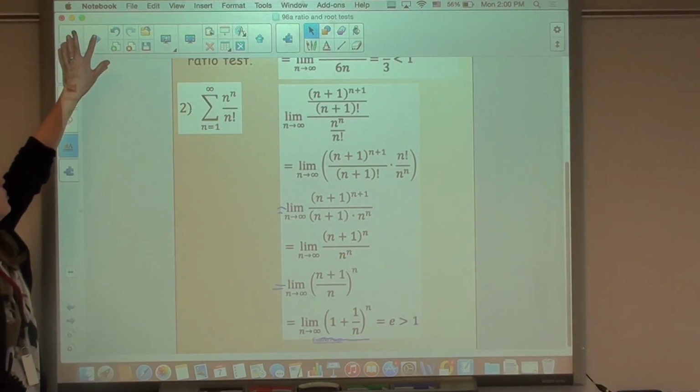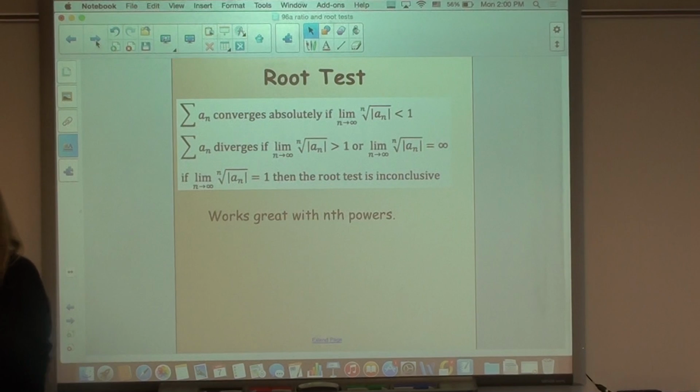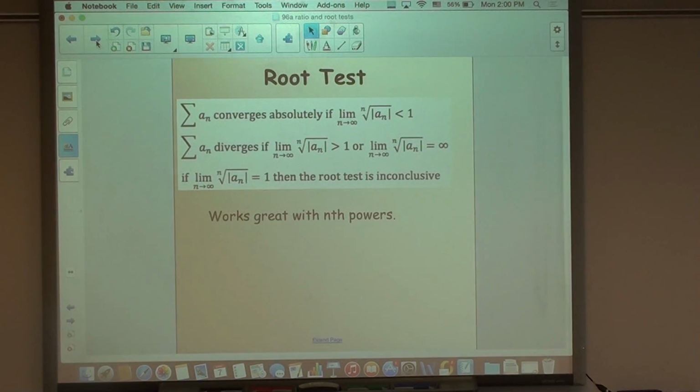All right, root test. Yeah, there's not much to it. Don't worry, you're gonna get tons of practice. Root test is quick, but it doesn't get used very much. But it is quick.